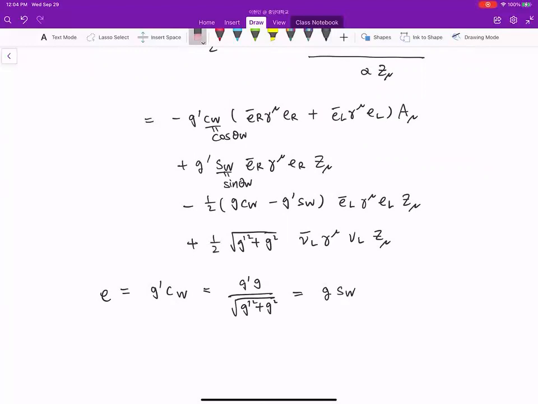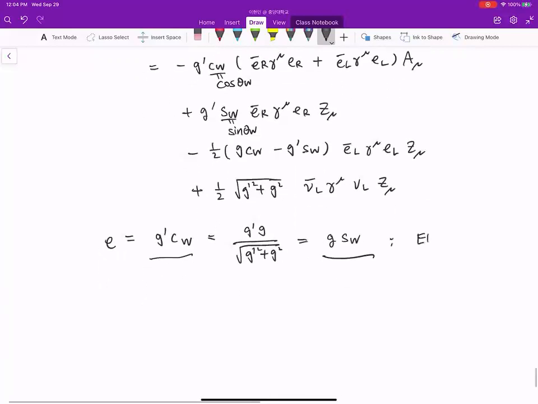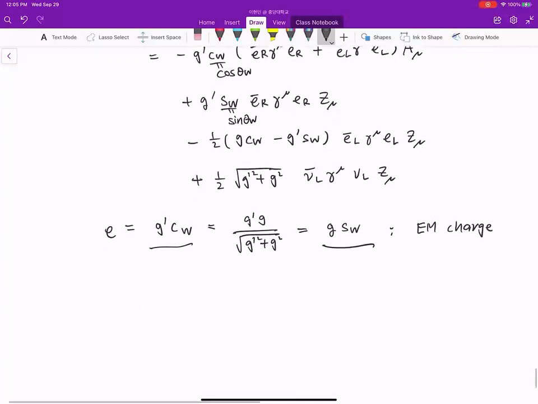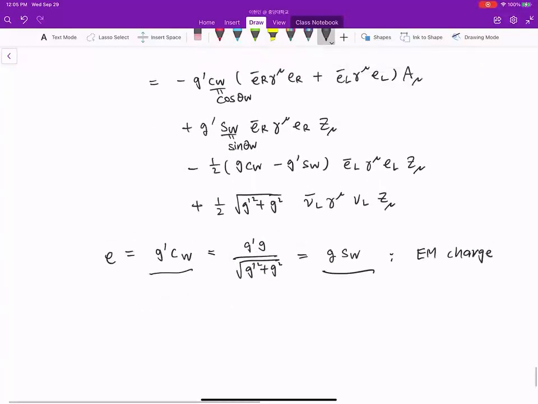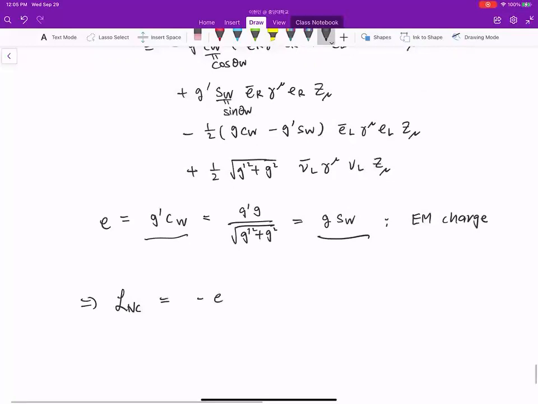So you can either obtain the electromagnetic charge from the g prime coupling or the SU(2) coupling, because of the Weinberg angle. So this is the electromagnetic charge. Now this is the observably measurable quantity. And then you can also massage the other terms, and eventually the neutral current turns out to be minus e.